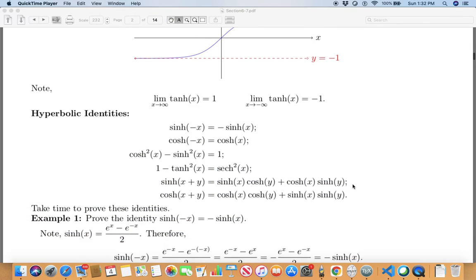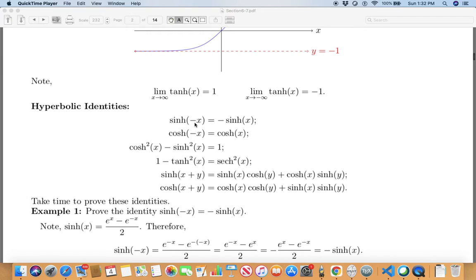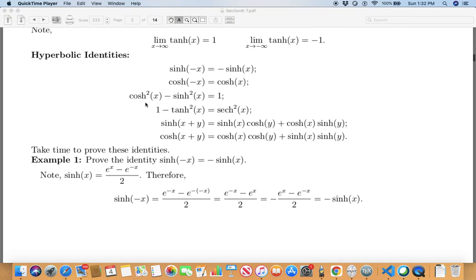Now here are identities. Sine hyperbolic of negative x is negative of sine hyperbolic x. Cosine hyperbolic of negative x is cosine hyperbolic of x. That is, cosine hyperbolic is an even function, whereas sine hyperbolic is an odd function. Moreover, cosine hyperbolic squared of x minus sine hyperbolic squared of x is 1. 1 minus tan hyperbolic squared of x is secant hyperbolic squared of x.